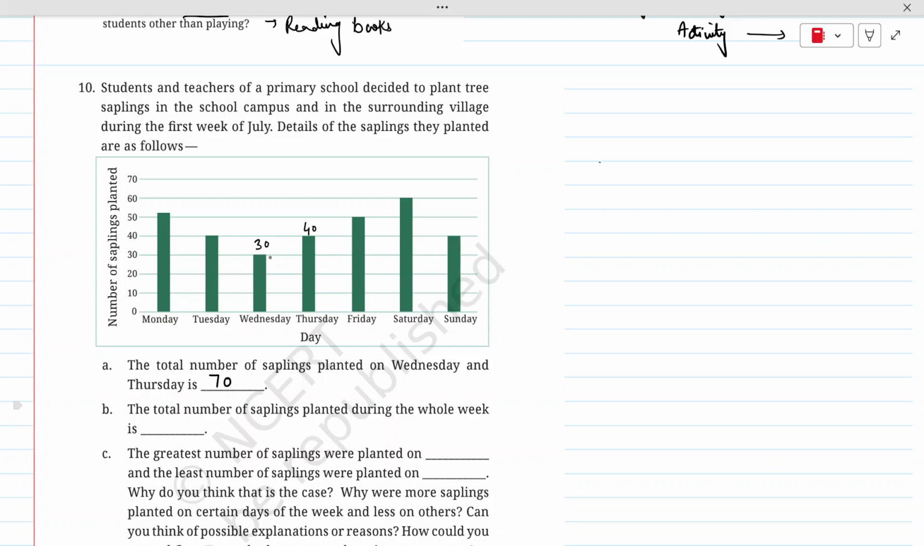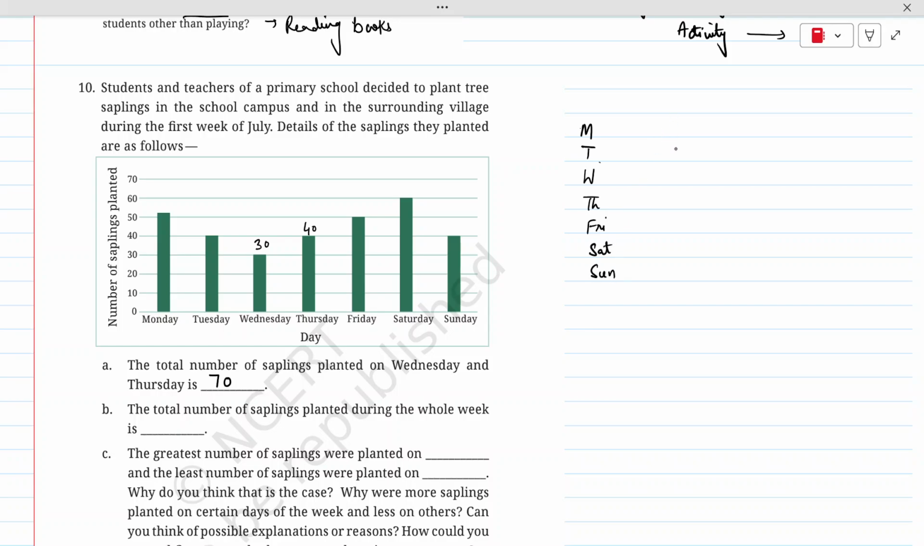What we have done, we have identified from the bar graph and then we have added for the 2 days. Next is the total number of saplings planted during the whole week. So what we have to do here is add all the numbers. Okay, so let's do it here. I'm just writing the initials of the days: Monday, Tuesday, Wednesday, Thursday, Friday, Saturday, Sunday, and let's write the number.